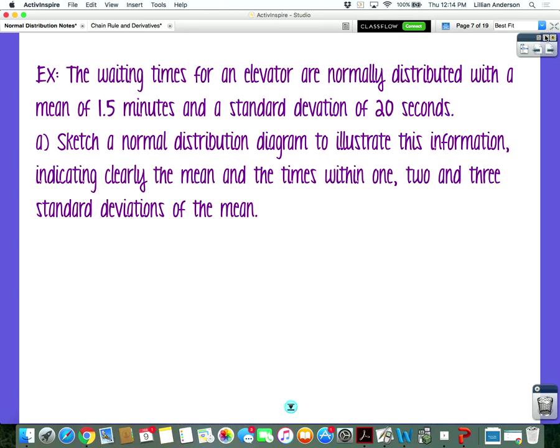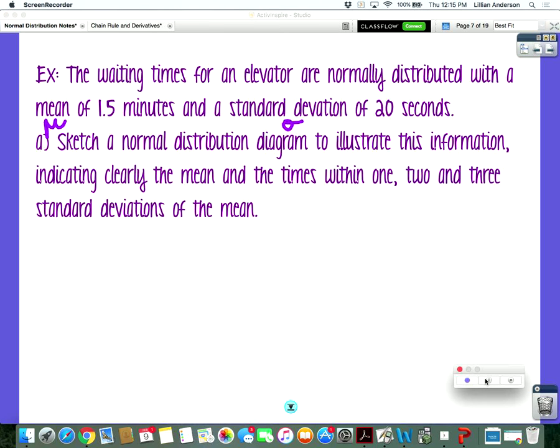Now A says to sketch a normal distribution curve to illustrate this information, indicating clearly the mean and the times within 1, 2, and 3 standard deviations of the mean. That is the first question. Well, what's it asking you to do? Make a normal distribution curve. If you want to shorthand normal distribution as ND, please do so.